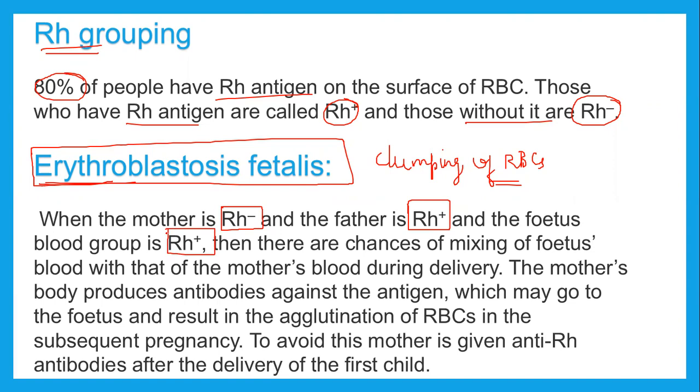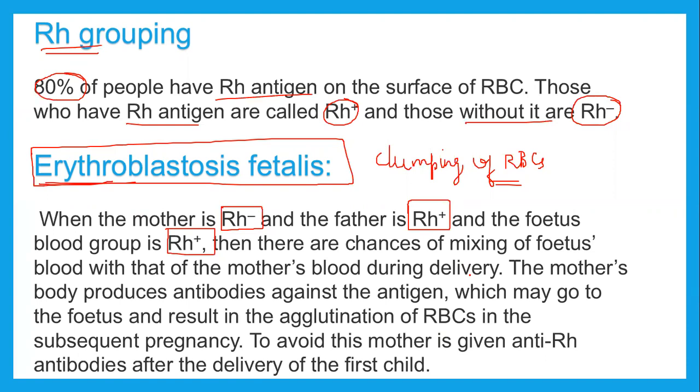That can cause some kind of exaggerating mechanism in the mother's body to produce certain kinds of antibody to destroy the antigen or the foreign substance present in the body. In the first pregnancy, there is no risk because they are well protected. The fetus and the mother are well protected by the covering of the placenta.